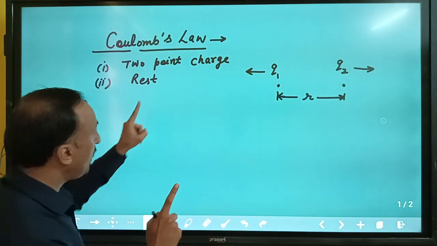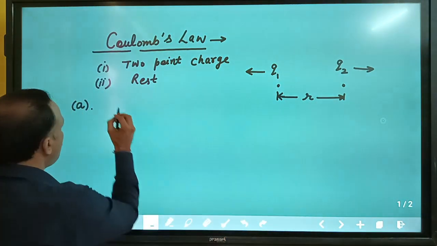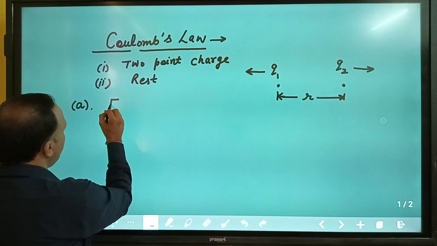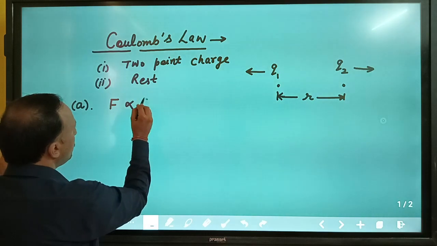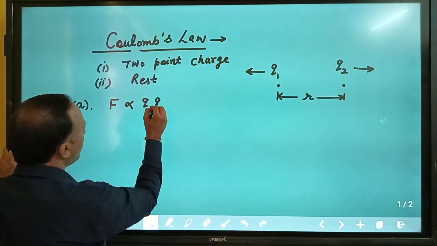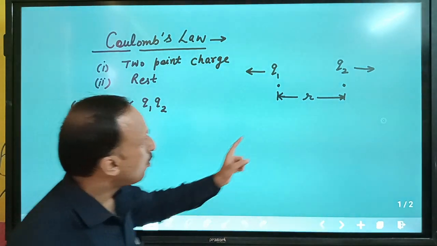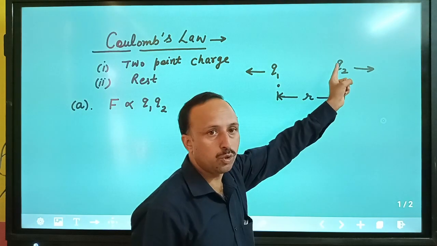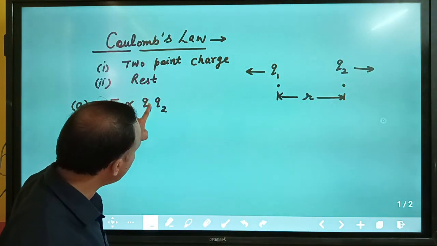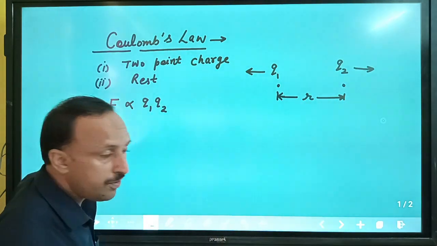Fine. So according to Coulomb's statement, the force of attraction or repulsion between two point charges is directly proportional to the product of the magnitude of charges. What do I mean by magnitude? If a charge here were negative, you would still use a positive symbol for it. This is the meaning of magnitude.